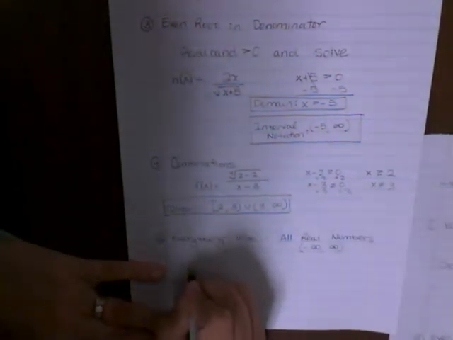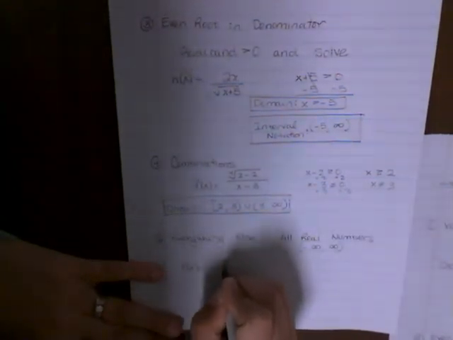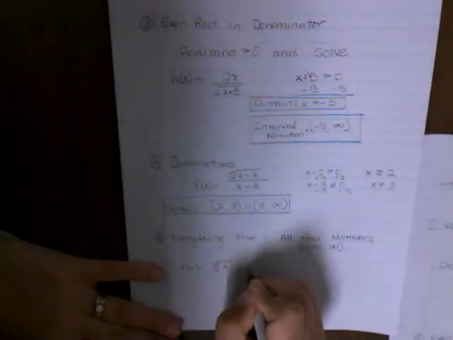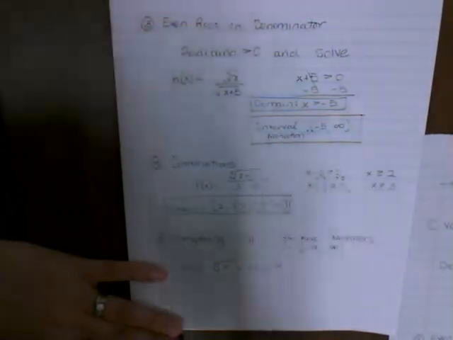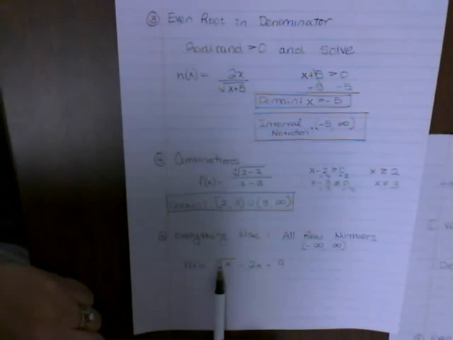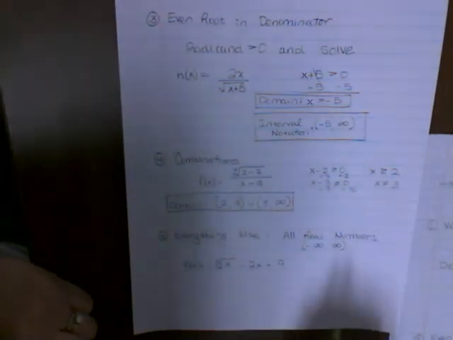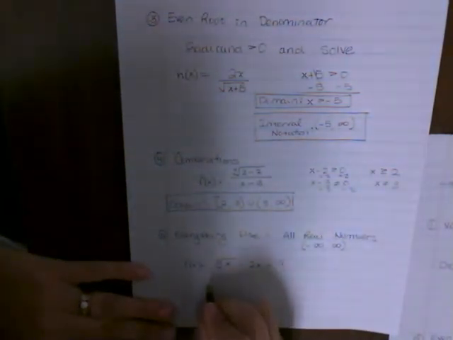So f of x equals the cubed root of x minus 2x plus 9. What we need to ask ourselves is, is there a denominator? No, there's no denominators, okay? Are there even roots? Nope, there's no even roots. I do have a root here, but it's a cubed root, which is an odd root, so there's no problems with that. There's no denominators, there's no even roots, then there's no problems. Our domain is all real numbers.